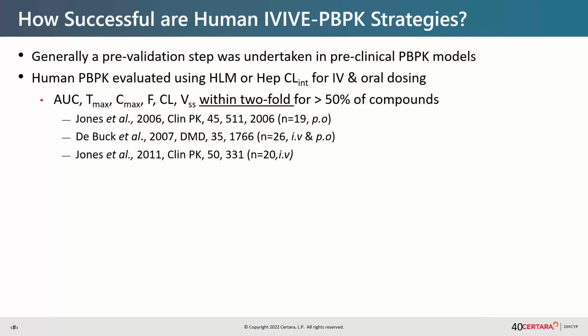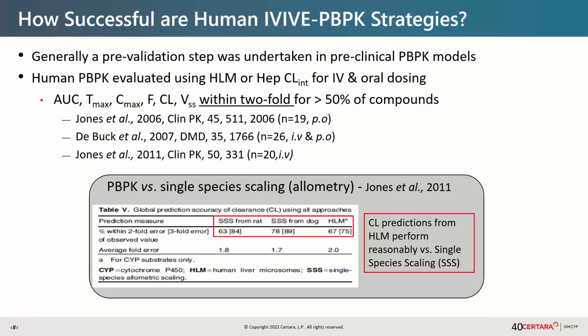In terms of predictions in humans, there are a number of studies showing that the AUC, Tmax, Cmax, bioavailability, clearance, VSS are normally predicted within twofold for more than 50% of compounds that have been investigated. And this was some work that Hannah and I did when we were at Pfizer, looking at PBPK versus single species scaling. And actually for the data set that we looked at where we had intravenous data, the clearance predictions from PBPK compared pretty well to single species.